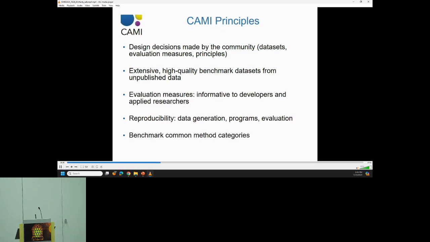And the focus of CAMI is on these common method categories that are metagenome specific, so we do not overlap with other benchmarking challenges such as CAFA or CAGI. So there's a range of related initiatives with the aim of assessing the state of the art.